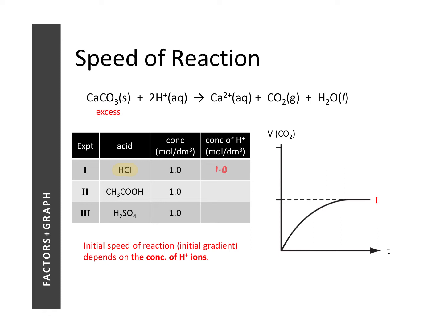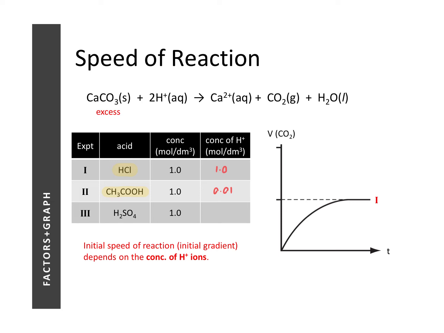Then in experiment 2, we have ethanoic acid. Ethanoic acid is known to be a weak acid, and we have learned that weak acids only ionize partially in water. So when we have a 1 mole per dm cube concentration of ethanoic acid, essentially the concentration of hydrogen ions will be very much lower than 1 mole per dm cube. In actual fact, it is around 0.01 mole per dm cube.